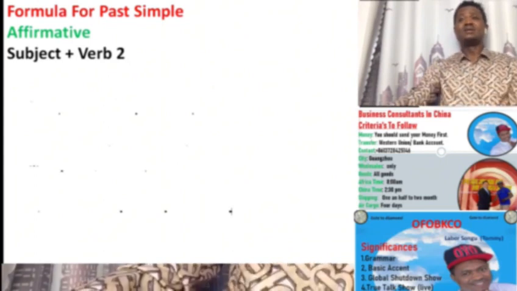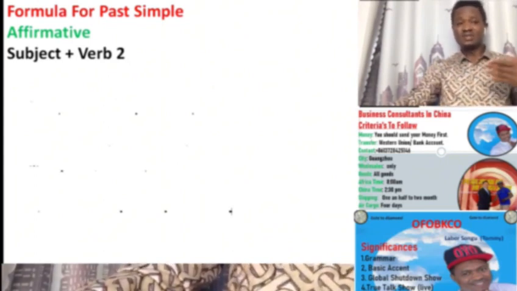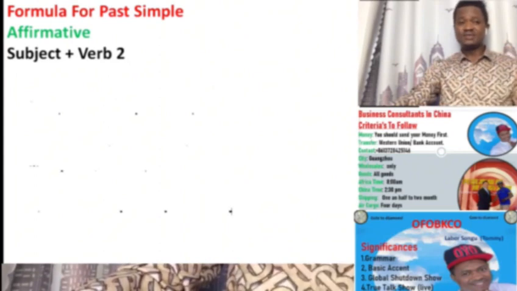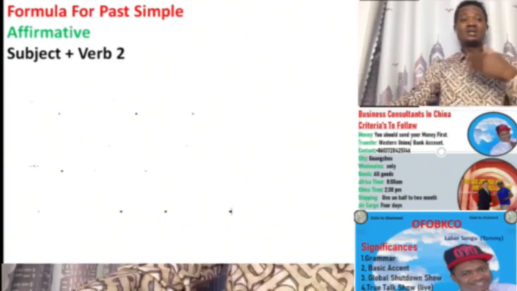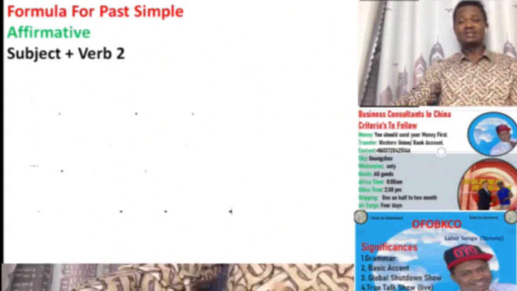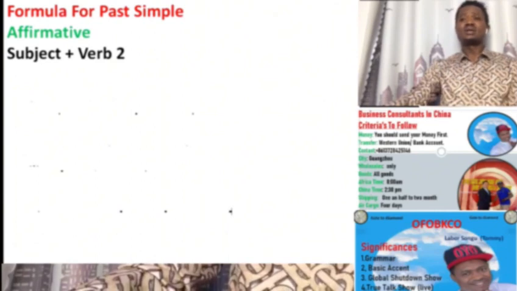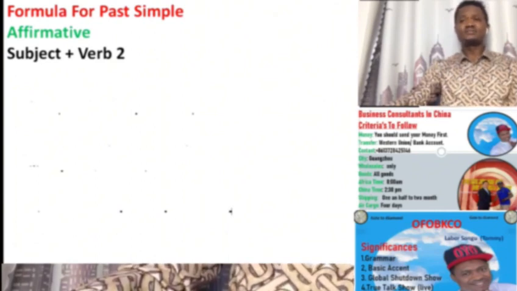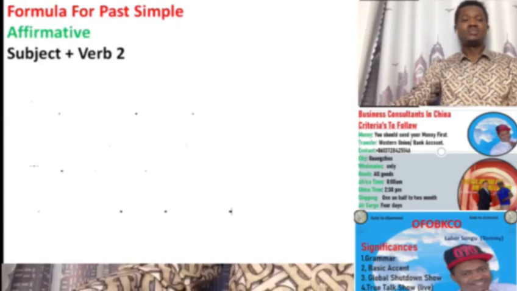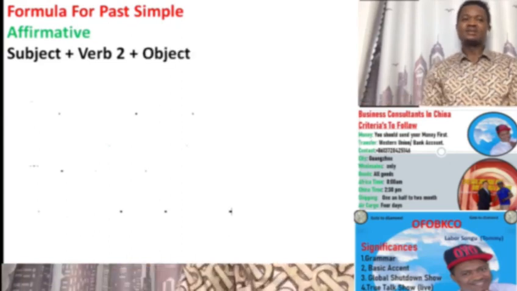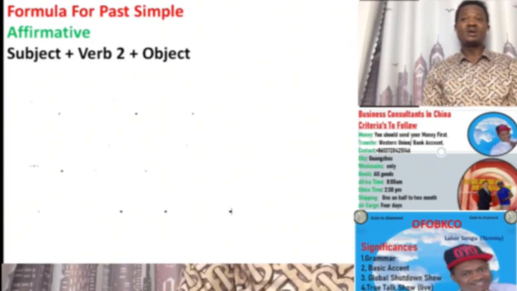So you gotta know the three forms of the verb: the V1 verb, the V2 verb, and the V3 verb. The V3 verb is what we call the past participle. Plus objects. So this is the formula for affirmative form.